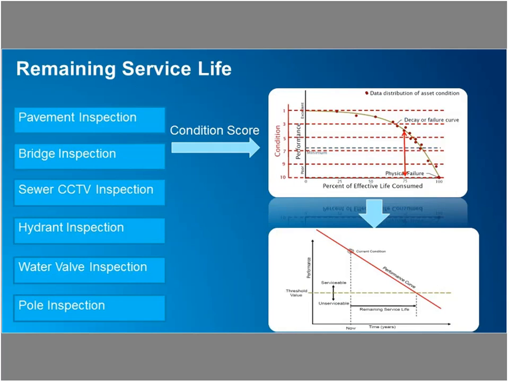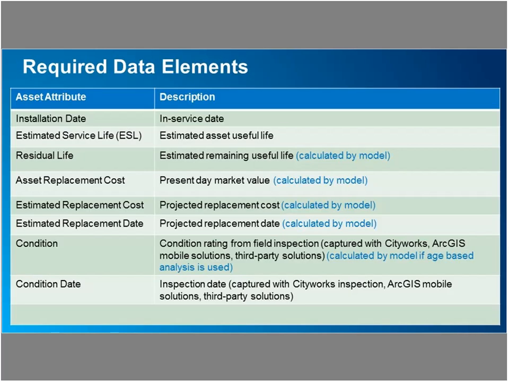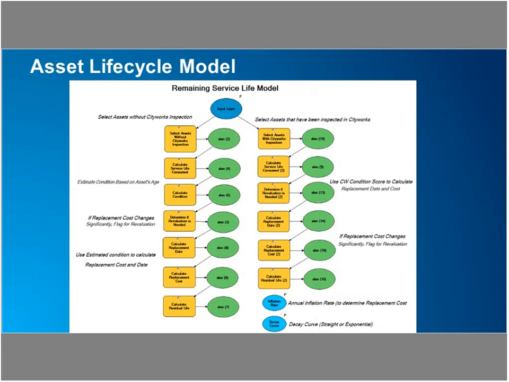And once you do have the information related to the remaining service life of the asset, the model can calculate the replacement costs of the asset. You can also incorporate rehabilitation events along the life cycle of the asset as well, based on condition thresholds. So these are the required data elements that a typical life cycle model would use. And some of this information you may already have in your existing GIS features, such as the installation date or the estimated service life of the asset. All other attributes can be calculated by the model, such as the residual life of the asset, the estimated replacement cost of the asset, and replacement date. Condition information, again, is captured through your CMMS or specialized inspection system, and also the condition date is useful in the model. Once you have this information, you are able to develop a model.